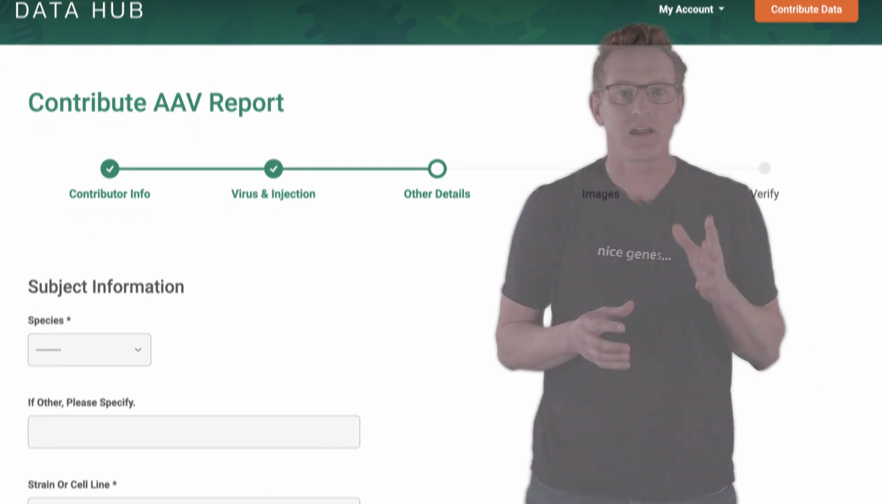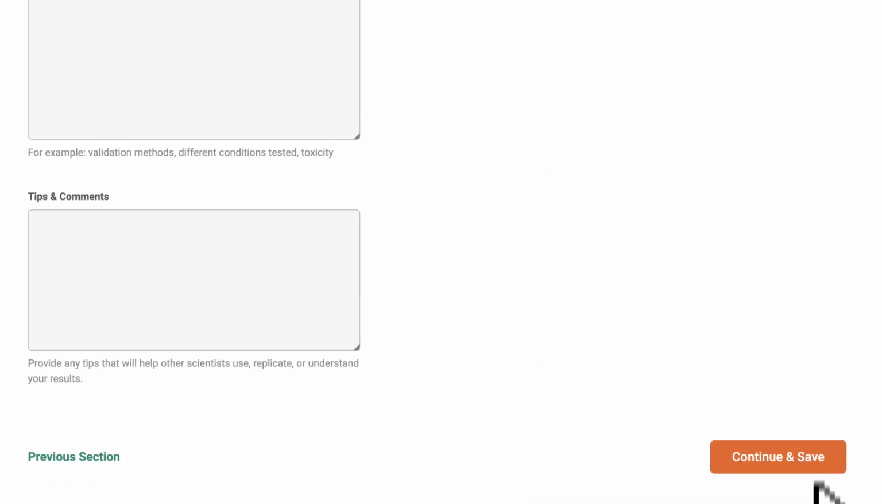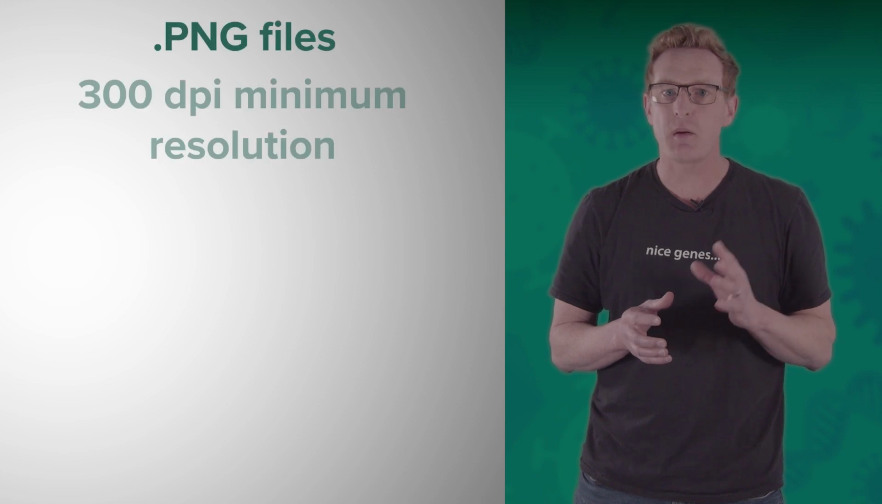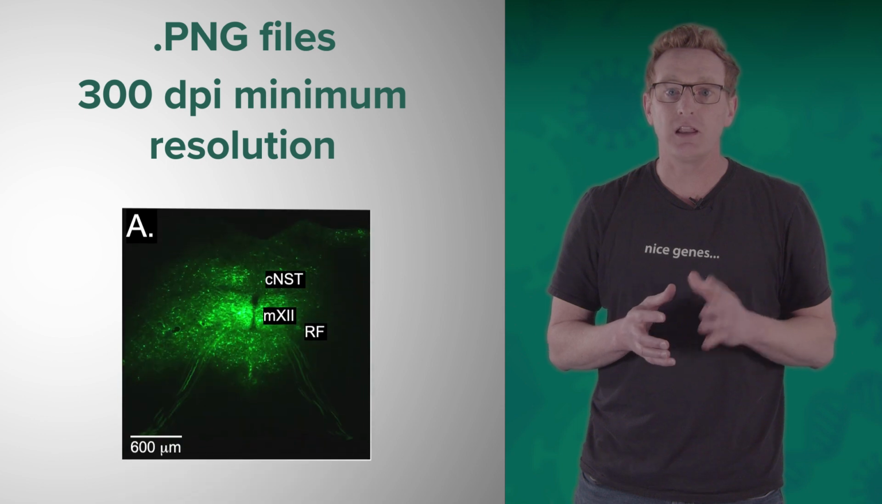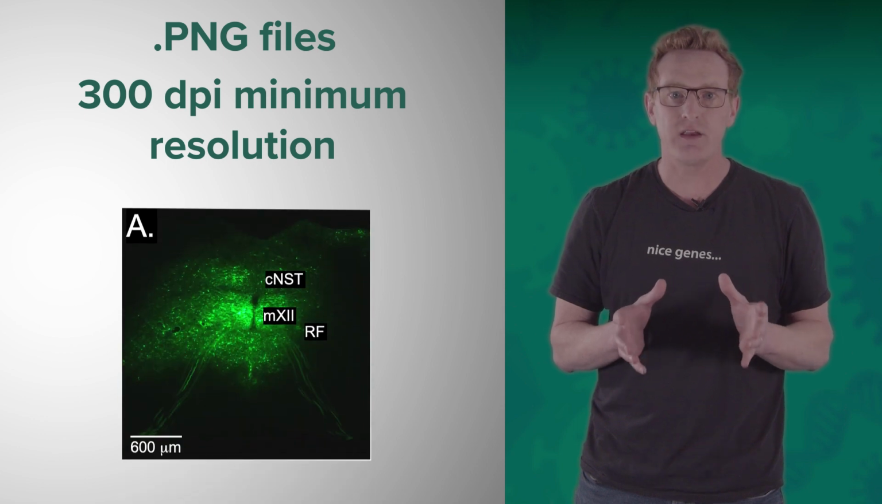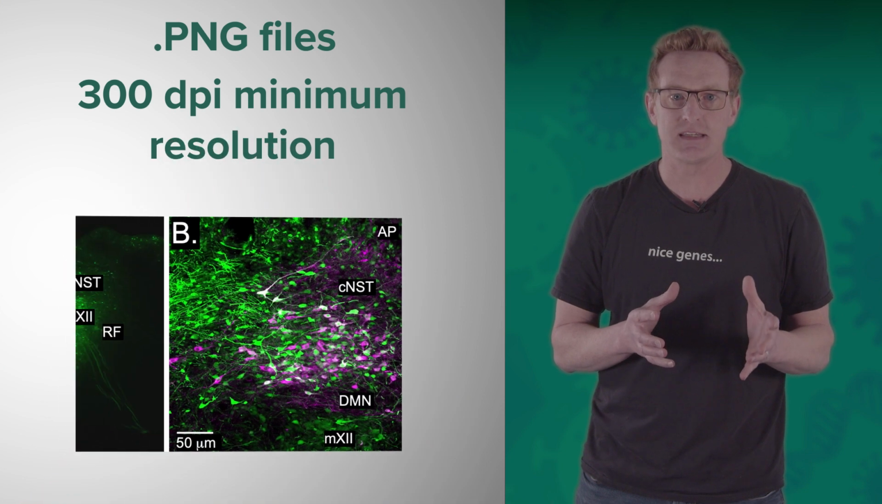The next section covers information about your experimental model and how the data was collected. Information about retrograde transduction and functional testing are especially useful to other scientists and would be great to include here if you have it. Now it's time to upload your images. We ask for PNG files with a minimum resolution of 300 dpi. We suggest submitting both a low magnification view of the entire brain region injected, as well as a high magnification view for cellular specificity.